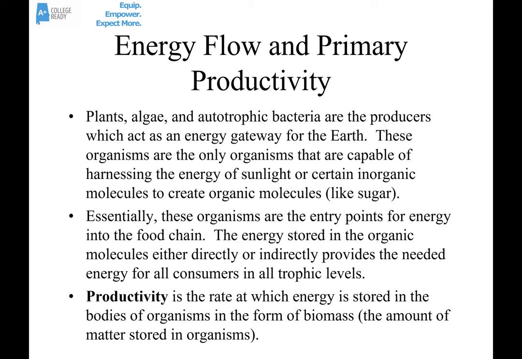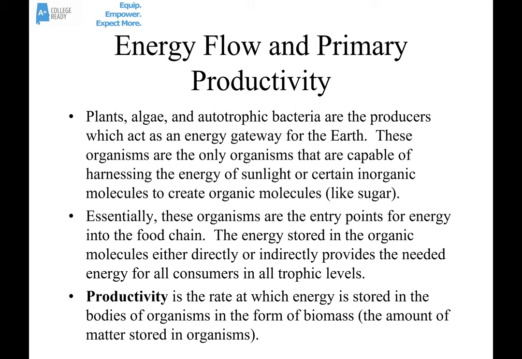So now let's talk a little bit about energy flow and what's called primary productivity. Plants, algae, and autotrophic bacteria, like cyanobacteria, are the producers, and they act essentially like an energy gateway for the earth. They're the only organisms that are capable of taking in the sunlight or other inorganic molecules' energy and using that energy to create organic molecules like sugar. They're the entry points for energy into a food chain. The energy that's stored in the organic molecules that they make, either directly or indirectly, provides the needed energy for all the consumers in all of the different trophic levels.